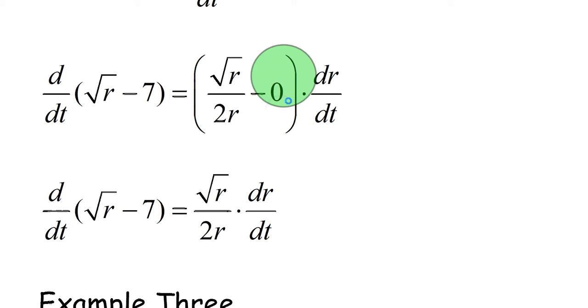And by simplifying, we just take away the 0, and this is our answer, square root of r over 2r times dr dt. That's it for that derivative.